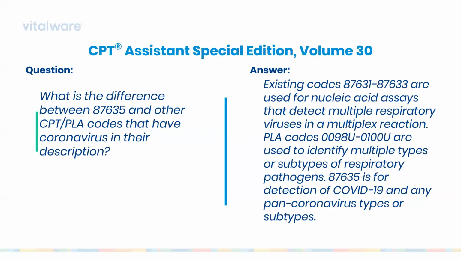The second question was, what's the difference between this new 87635 and some of the other codes that already have coronavirus in their description? So basically the answer to that is the other codes that are existing for some of the coronavirus variants that were out there are all for multiple different viruses and pathogens. This one is unique to the COVID-19 and any pan-coronavirus types or subtypes. So if we see this thing mutate, but it's still a COVID-19 virus, 87635 is going to be your code when you're testing specifically for that.